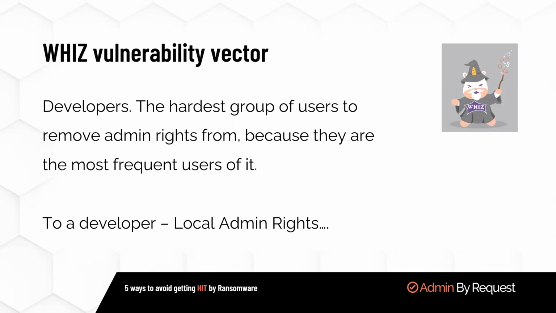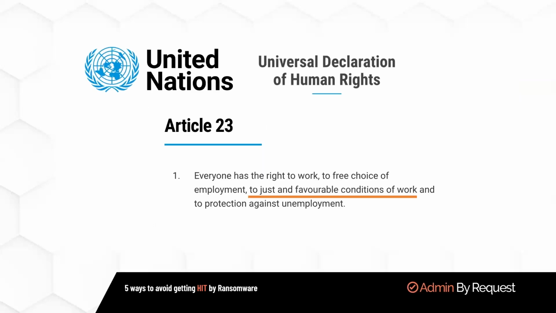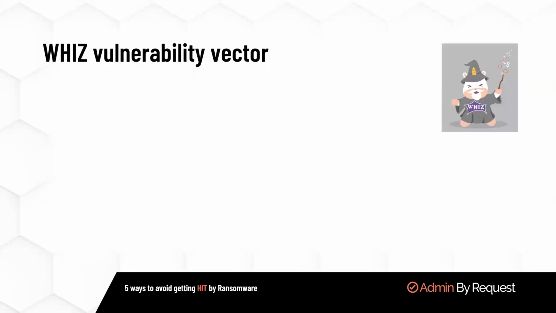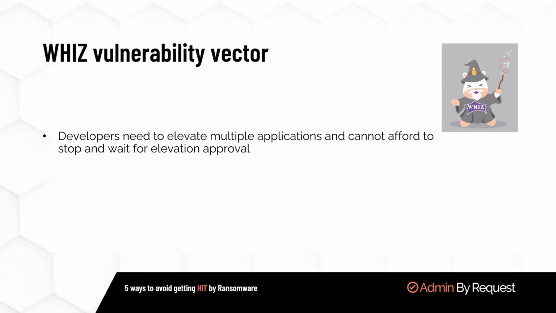So we're talking about developers. These guys are the hardest group of users to remove local admin rights from, simply because they're elevating all the time. It's kind of their job. To a developer, the local admin right is kind of like a human right. I mean, Article 23 of the Universal Declaration of Human Rights says it right there, just and favorable conditions at work. They would say that is pretty much local admin rights. Anyway, you need to remove those admin rights.